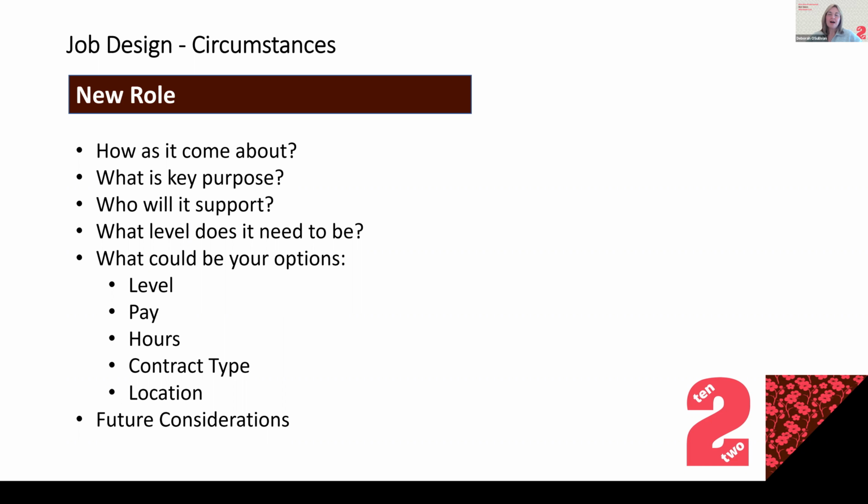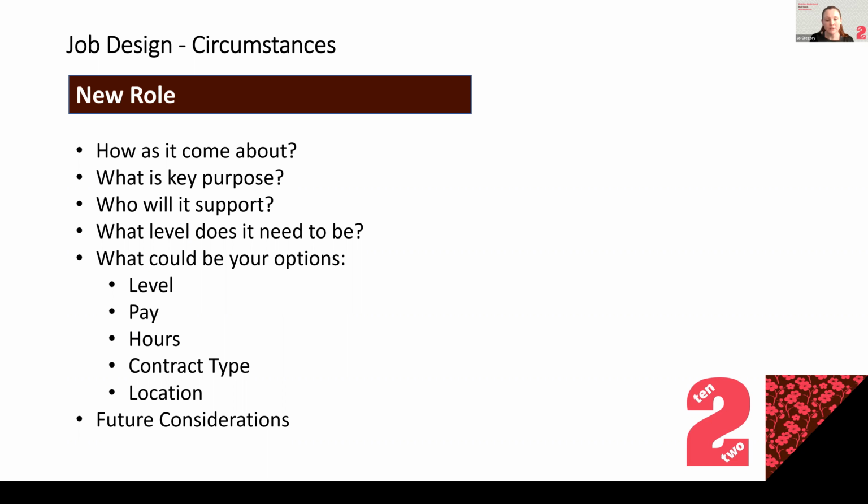So I think the key message here is location, as flexible as possible, and be prepared at interview. If you find the right candidate, be prepared to flex at that point too. You don't want to lose a really good candidate for the sake of a day in the office, would be our recommendation. And then future considerations, again, think about how this role will fit overall into the organisation. You might want potential to increase the hours or responsibilities in a few years' time. So it's good to include it at this point in the job design.